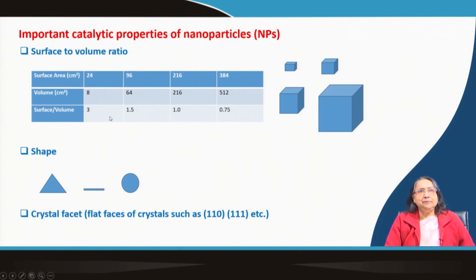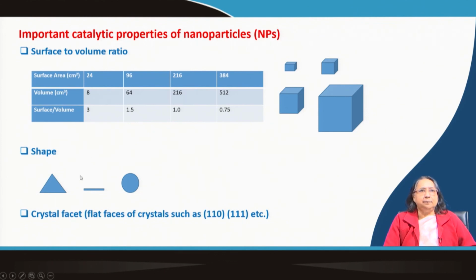You can see that as the size is increasing, the surface to volume ratio is decreasing. This is a very important term for the catalytic property. When surface to volume ratio is high, the catalyst will be better. It will have better catalytic properties. So, smaller particles are better catalysts. Like this one is a better catalyst than this one. If it is the same material and only the size is varying, then this is a better catalyst than this one.